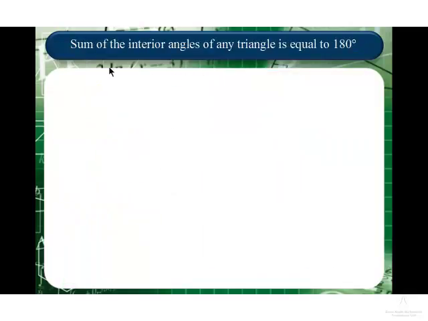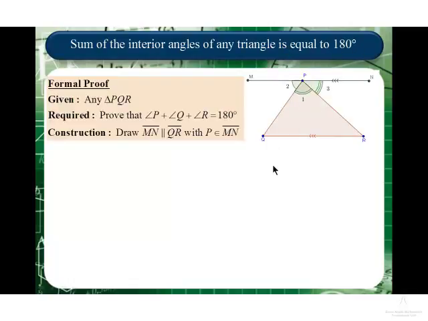We will now prove a fundamental result for triangles, namely that the sum of the three interior angles of any triangle is equal to 180 degrees. Let's have a look at this situation. This is the statement of the result or the theorem. We're given a triangle PQR, any triangle PQR as indicated, and it's required of us to prove that the sum of the angles P, Q and R, that is the interior angles for the triangle, is equal to 180 degrees.